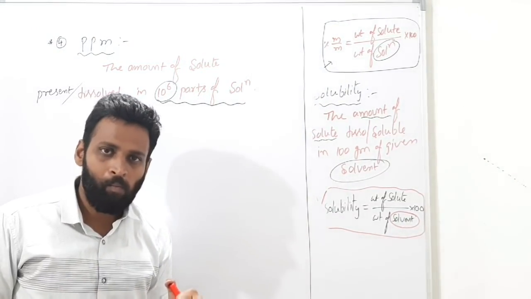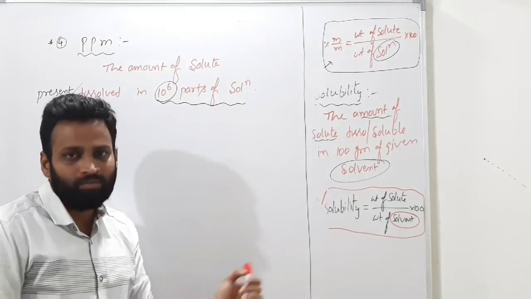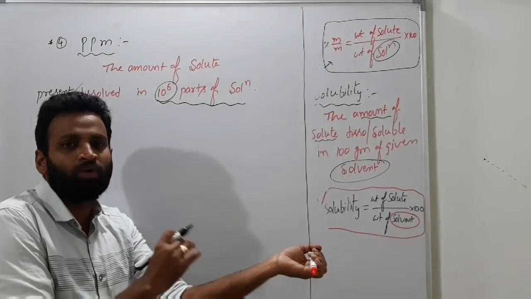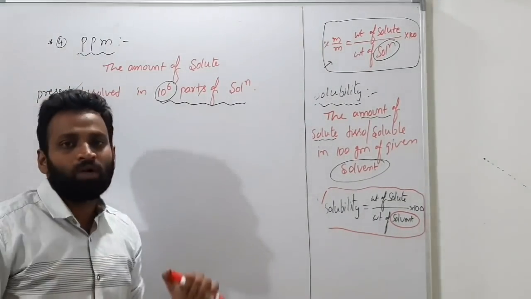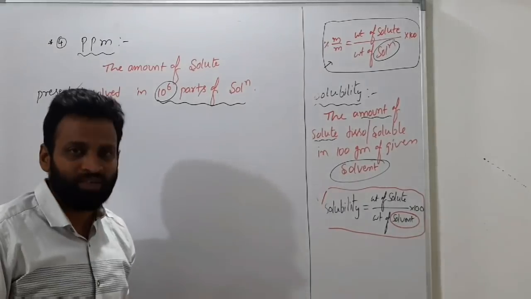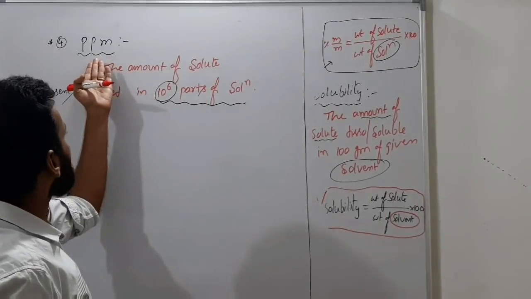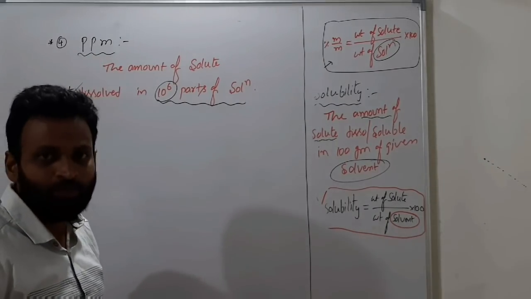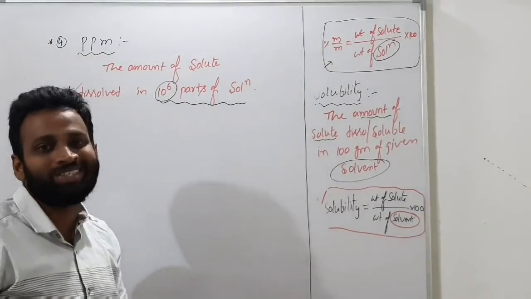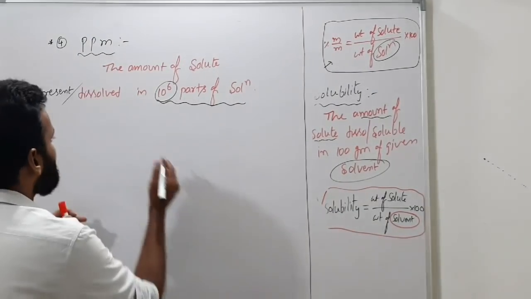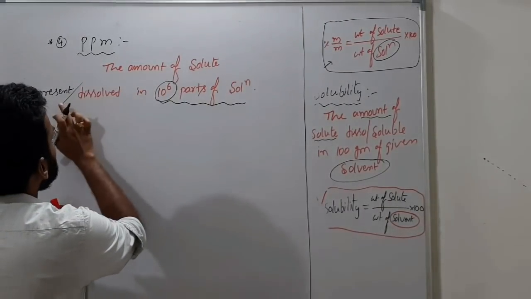Where hardness is there, soap won't give lather, means foam. If you are using sea water or river water, that's a difference. So how much hardness is being caused, you can calculate in terms of ppm. That also we will have in first standard, first PU itself. So what exactly does ppm mean? The amount of solute present or dissolved in 10 power 6 parts of solution.